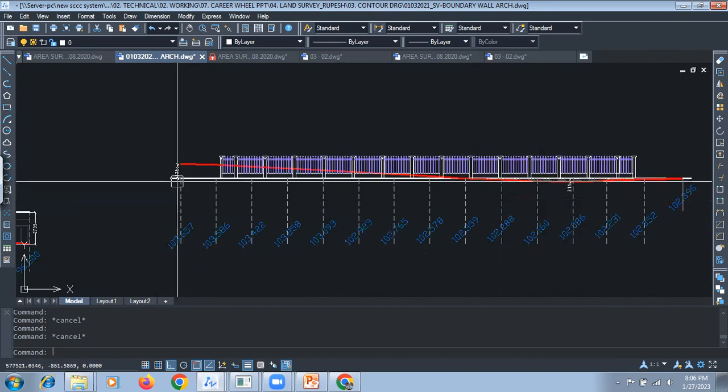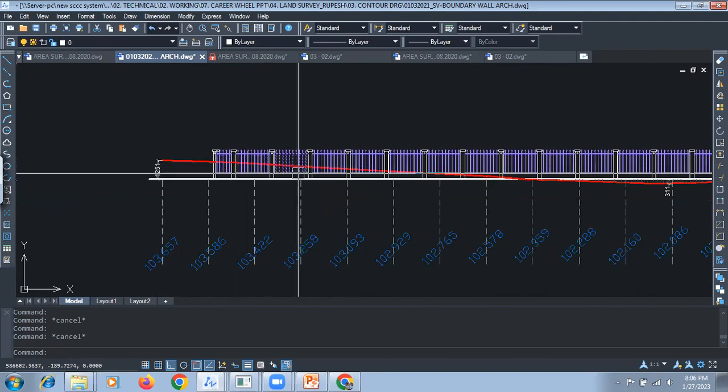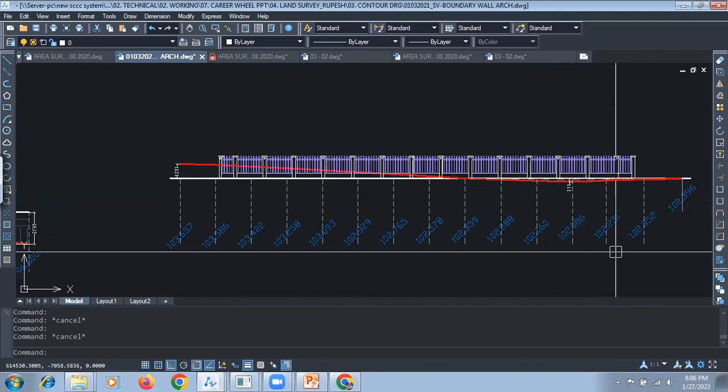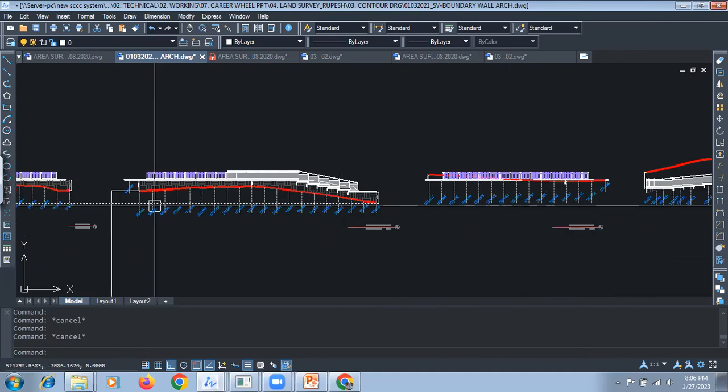If I place my finished level this way, there will be this much cutting and this much filling. So well before, I will come to know what will be the cost for the cutting and what will be the cost for the filling. For that you should draw this plan. Now how to draw this?